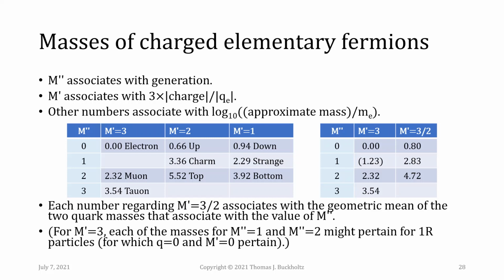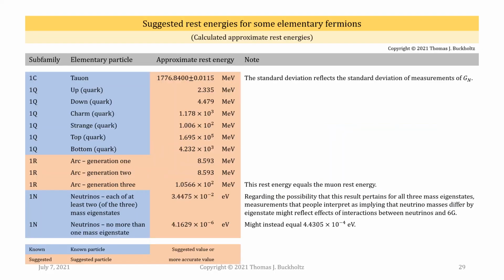I suggest that extrapolation based on the formula points to masses for neutrinos and for arcs. Also, from a perspective of modeling, the position of the tauon associates, at least indirectly, with differences in the evolutions of stuff associating with various isomers.